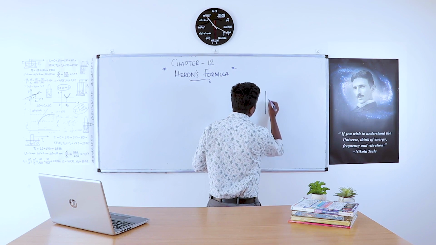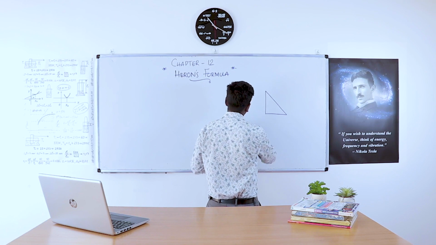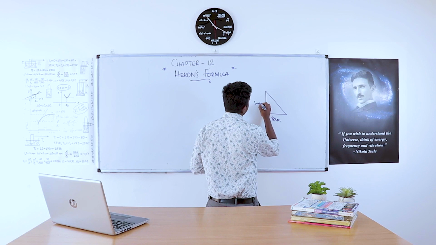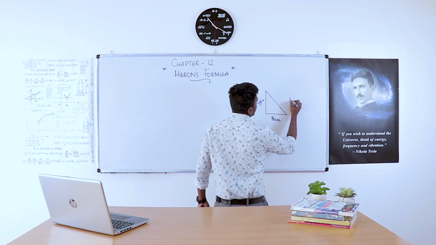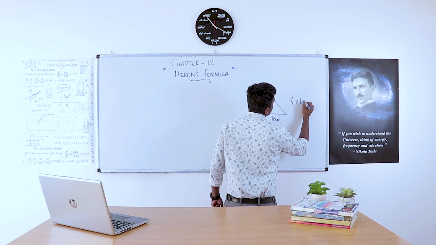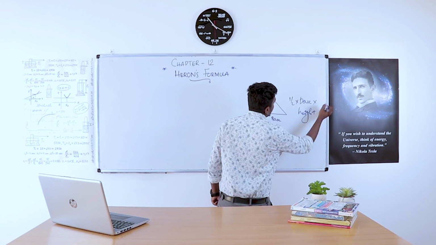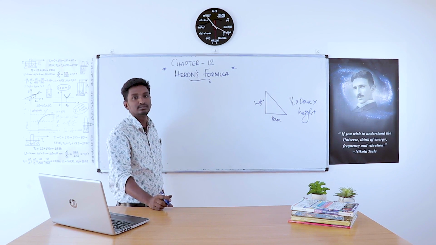When we are considering a triangle, this is our triangle, and this is the base, this is the height. When we multiply half into base into height, we get the area of the triangle.